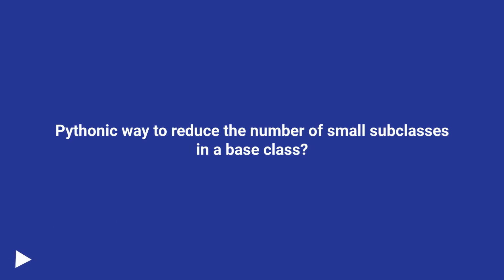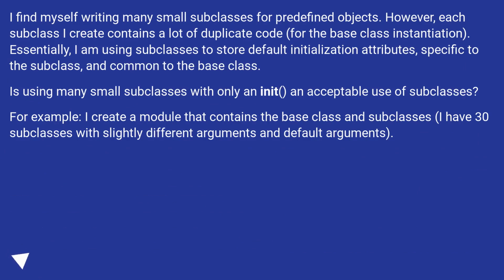Pythonic way to reduce the number of small subclasses in a base class. I find myself writing many small subclasses for predefined objects. However, each subclass I create contains a lot of duplicate code for the base class instantiation. Essentially, I am using subclasses to store default initialization attributes specific to the subclass and common to the base class.